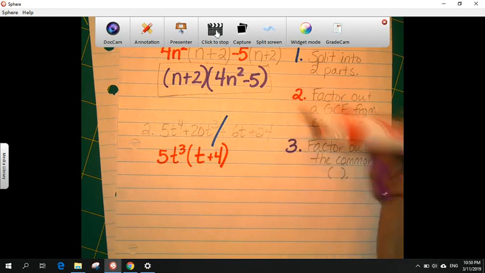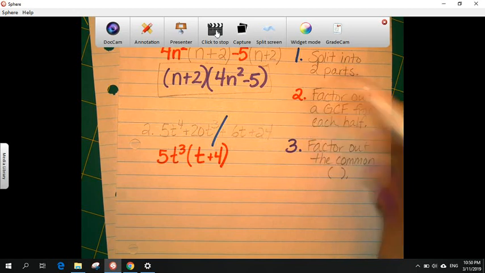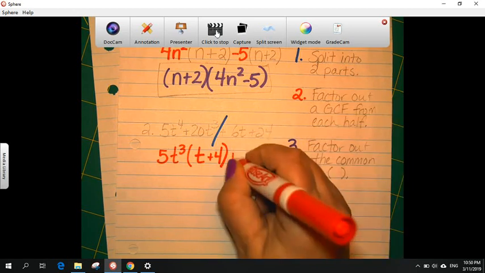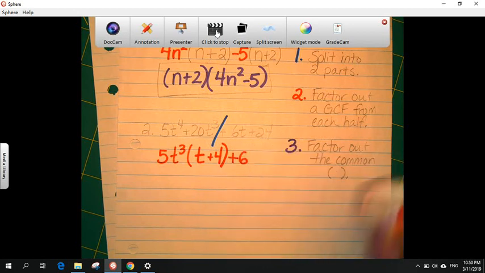So now I'm going to look at the second part here. What is the greatest number that goes into 6 and into 24? Well, that's a positive 6. You need to make sure you put a plus 6, because this is going to go into our second set of parentheses when we write our answer. We need that symbol there of a plus.